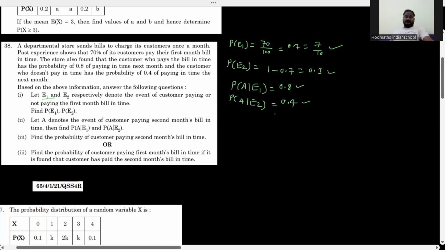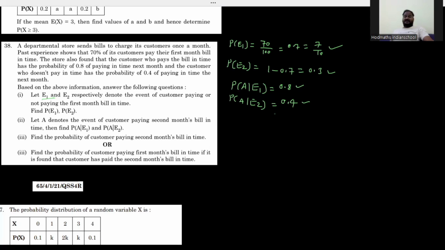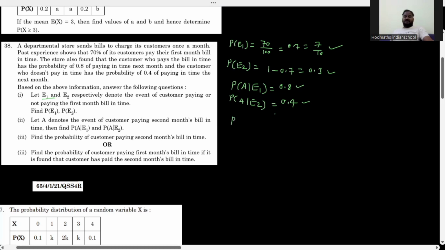And what is the next problem? Find the probability of the customer paying the second month's bill in time. You are asked to find the total probability, that is P of A. So P of A is equal to what? The theorem of total probability, we learned it, right? Probability of A is equal to probability of E1 into probability of A given E1, plus probability of E2 into probability of A given E2. This is the total probability.